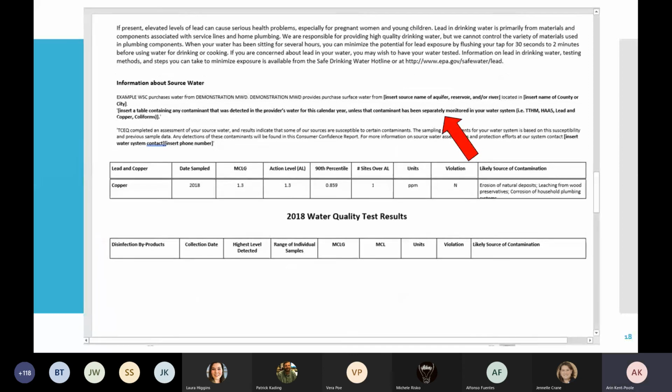from your provider. Your provider should give you the necessary information to complete the section by April 1st of each year. Contact your provider with any questions about the data you may have or if the data was not submitted to you. You may also generate your providing system CCR, then cut and paste their regulated contaminant tables into this section.